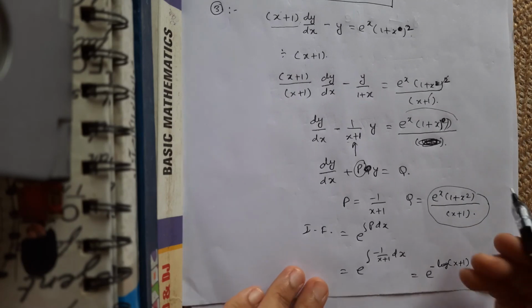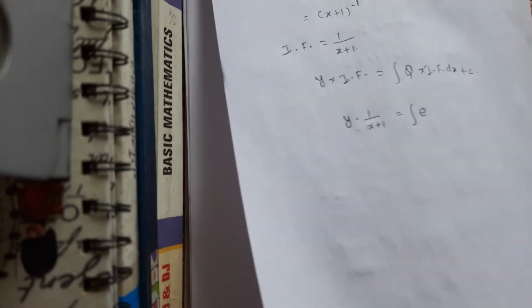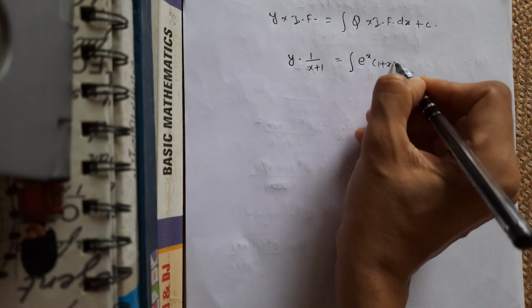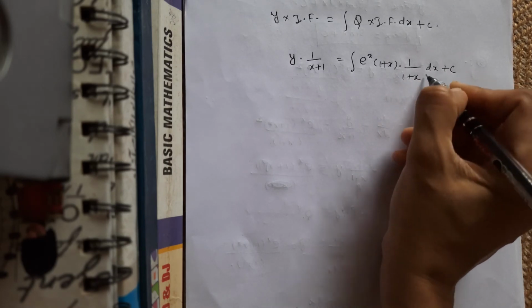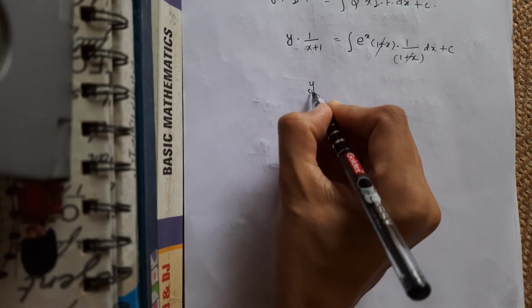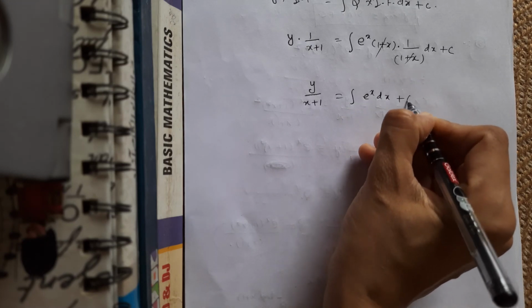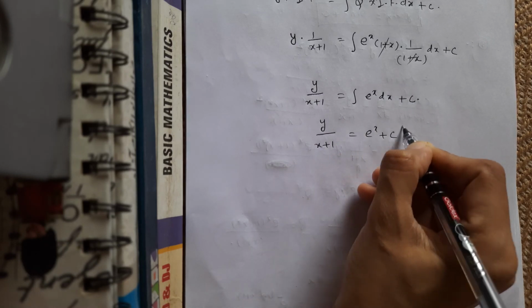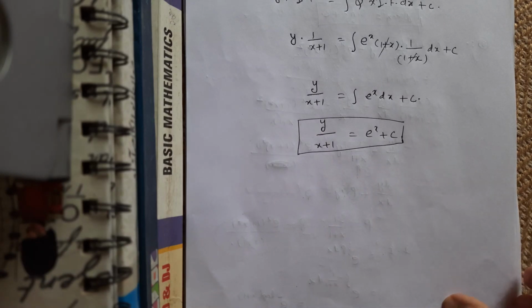So now my Q is, this gets cancelled, and I have e to the power x into (1 plus x). So e to the power x into (1 plus x), IF is 1 upon (1 plus x), dx plus C. Now these two get cancelled, and I have y upon x plus 1 equals integration e to the power x dx plus C. So y upon x plus 1 equals e to the power x plus C. And this is the solution of the given linear differential equation.